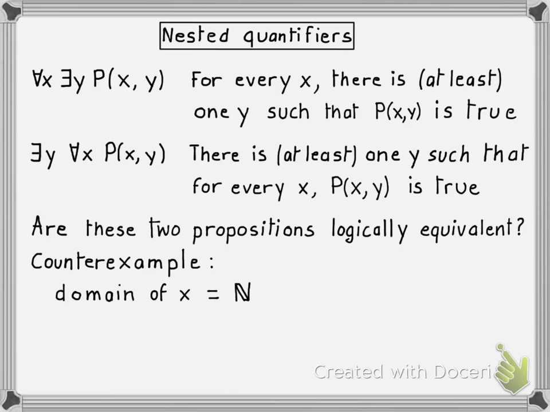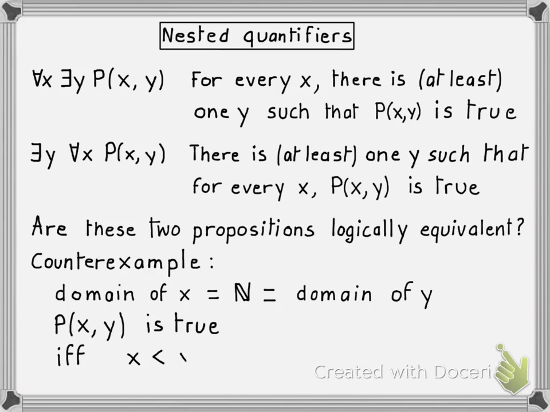Let's pick for the domain of x the set of non-negative integers, the natural numbers. And to make it easier, let's pick the same domain for y. So x and y can be any integer from 0 up. And let's pick the relationship denoted by P to be the following. P of x y is true if and only if y is greater than x, or x is less than y.